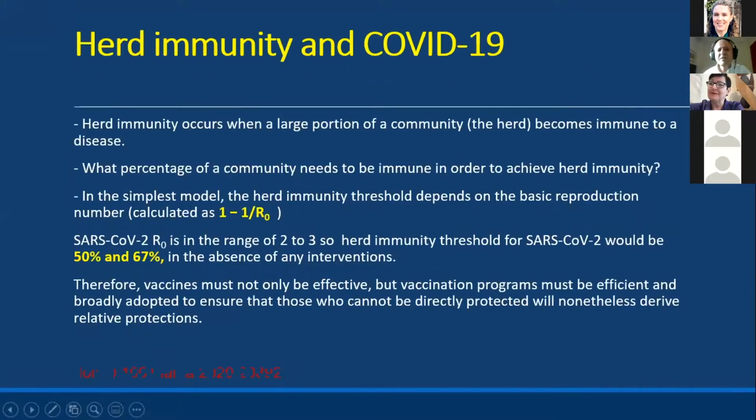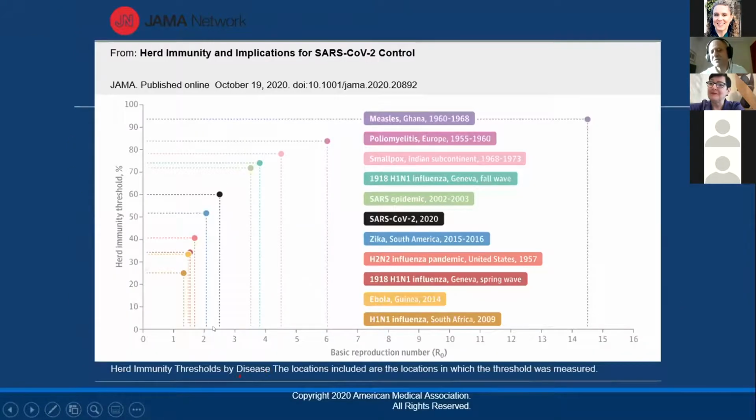We heard about herd immunity and COVID, and a new paper in JAMA looked at calculating the percentage of people that need to be immune to get herd immunity, and to calculate that, it's 1 minus 1 divided by R naught. And for SARS-CoV-2, they calculated that you need up to 50 to 67% of the population to be immune to reach what we call herd immunity.